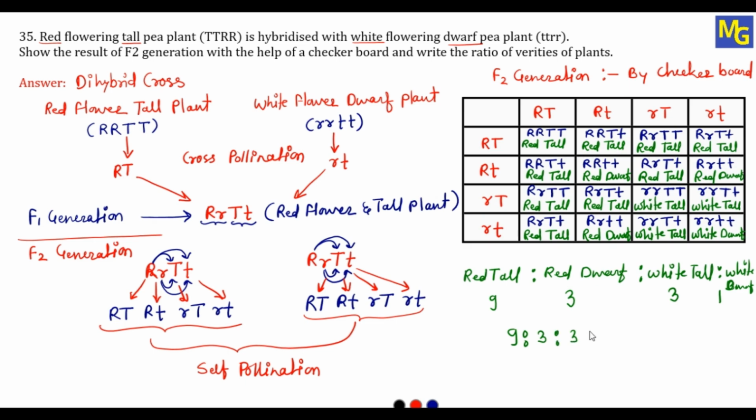So this is a genotypic ratio. Sorry, it is a phenotypic ratio. Phenotypic ratio of the F2 generation. So write it completely. This is the answer for question number 35.